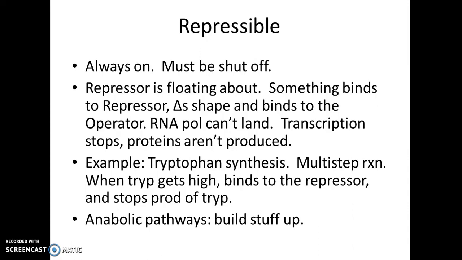When tryptophan gets too high, the tryptophan actually binds to a repressor, and that binds to the operator, and that stops the formation of tryptophan. So this is known as an anabolic process in which you're building stuff up. Remember, too much of anything is bad. So this is one way they can regulate the amount of tryptophan in the cell.